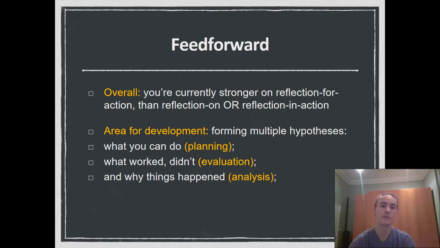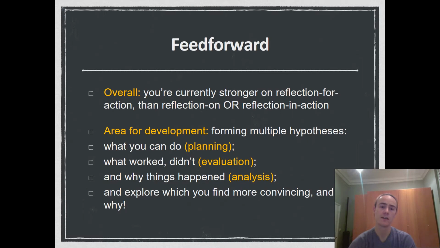So, your two best plans of action, or your two best theories for what was working and what didn't, or your two best explanations for why a particular intervention went the way that it did, or a student reacted in a particular way. And, given those two choices, discuss and explore them for the reader. Tell us which one you find more convincing and why. And I think if you can challenge yourself to take a step back and consider other perspectives, it's a very powerful way of writing.